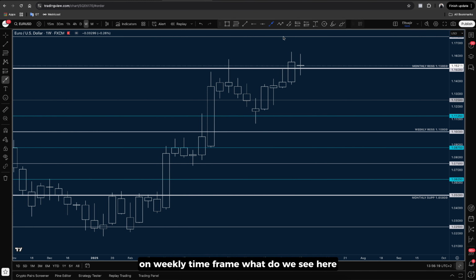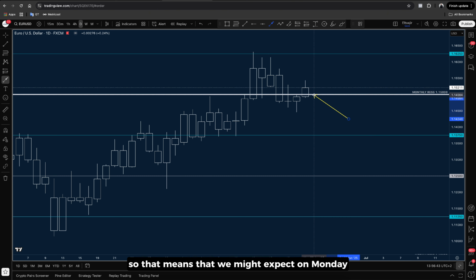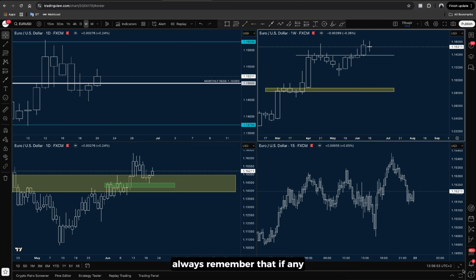Anyway, on the weekly time frame, what do we see here? That level was resistance, price broke above, came to retest, and shows a nice rejection here and shows that it's a nice support. Again, on the daily time frame, what do we see? Resistance, price broke above, support, price broke below, resistance, resistance, and on Friday the price broke above. That means we might expect on Monday price to come to retest it as support before moving to the upside, if any. Always remember that, if any.